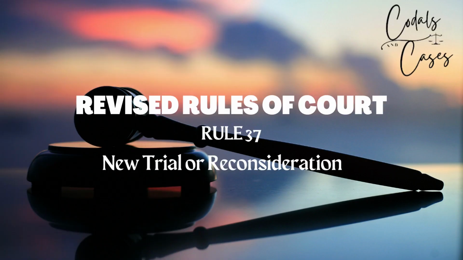Rule 37, New Trial or Reconsideration. Section 1. Grounds of and period for filing motion for new trial or reconsideration. Within the period for taking an appeal, the aggrieved party may move the trial court to set aside the judgment or final order and grant a new trial for one or more of the following causes materially affecting the substantial rights of said party. A.